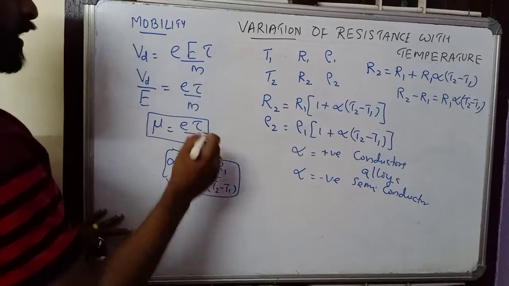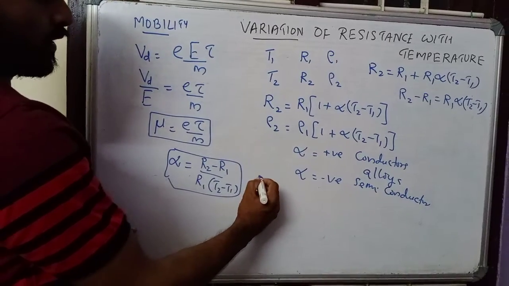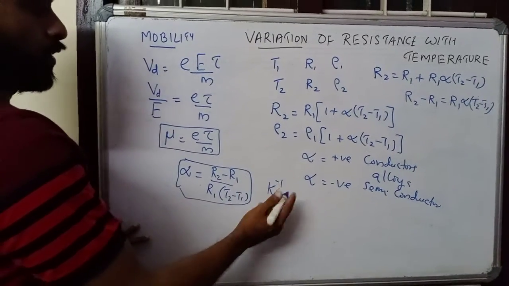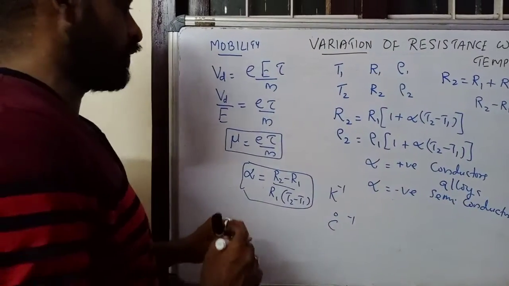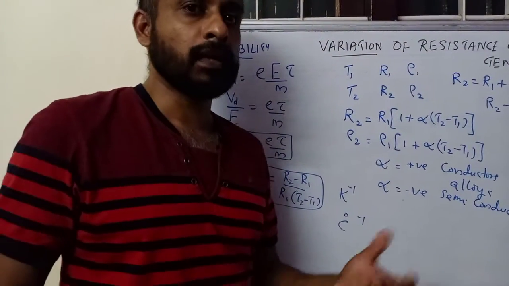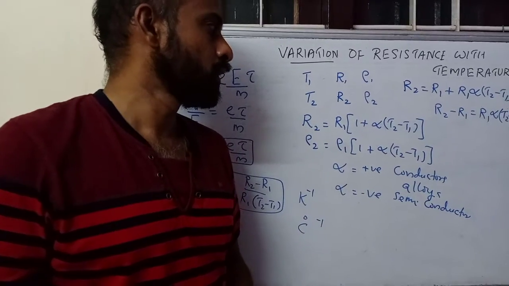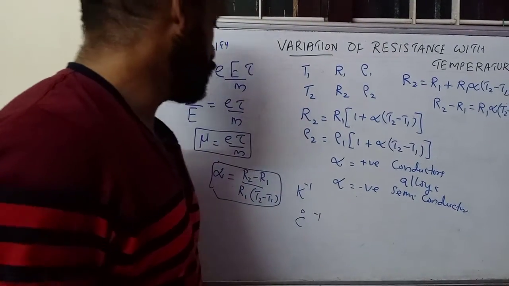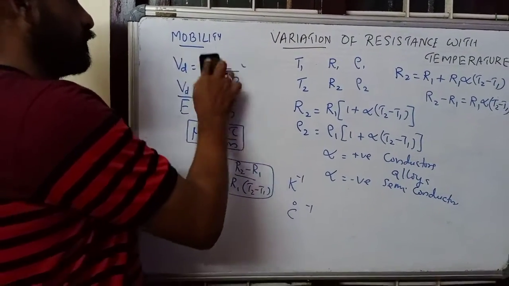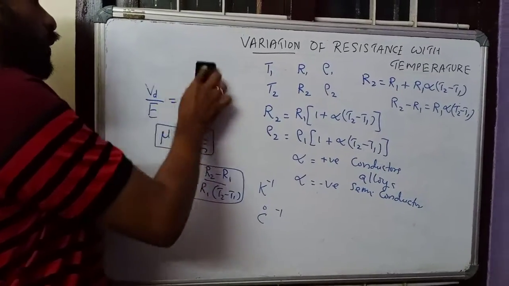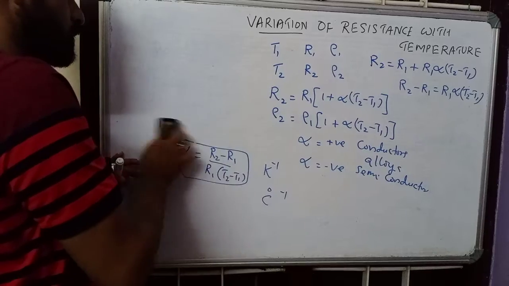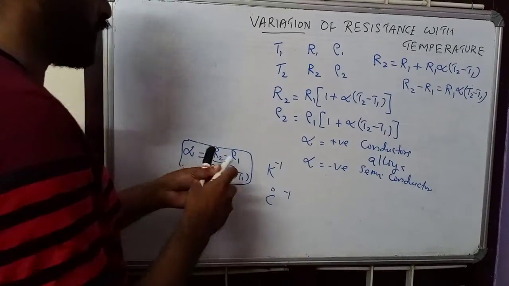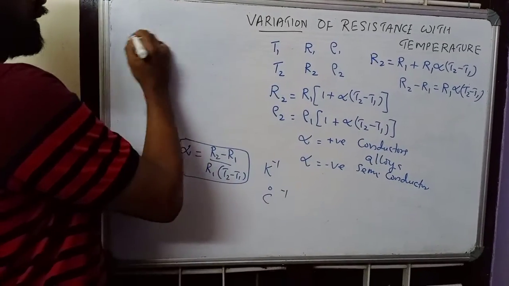And alpha has SI unit Kelvin raised to minus 1. Another unit of alpha is degree Celsius raised to minus 1. So alpha is a constant value that depends on the material of the conductor. Now suppose we have three temperatures. One temperature corresponds to the ice point, that is 0 degree Celsius, and another temperature is 100 degree Celsius.